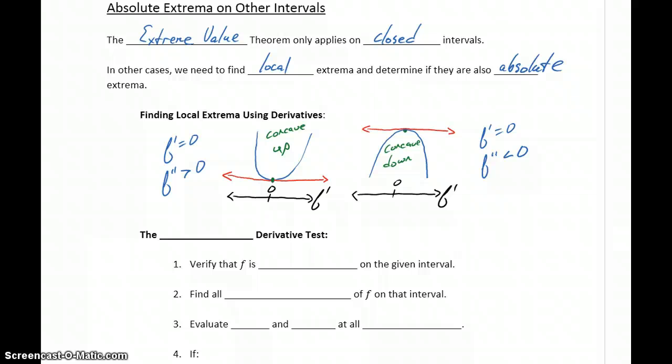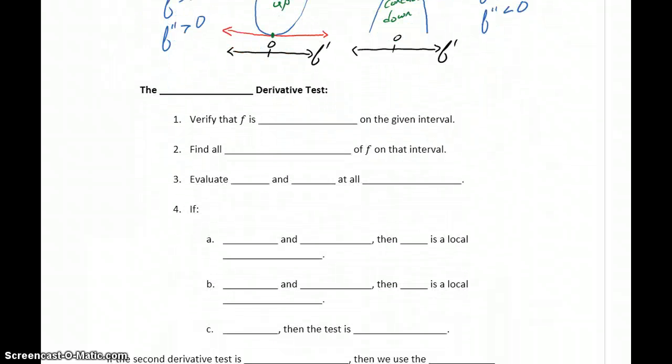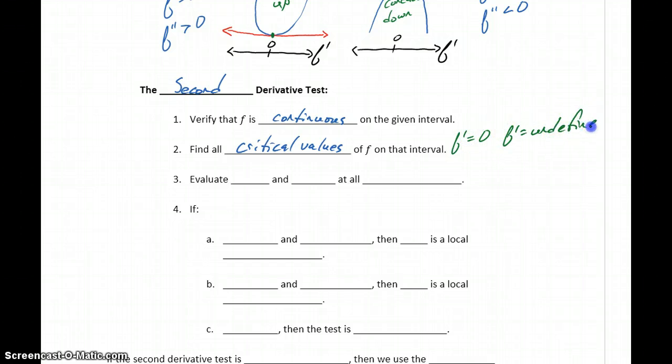So this gives us a new method for classifying local extrema using both the first and second derivatives, and gives us the advantage of not having to construct sign charts to look at that change in behavior of the function. So formalizing this process a little bit, we can set up our second derivative test. We would first need to verify that our function is continuous on the given interval. We would need to find all critical values, which again are values where our first derivative is either equal to 0 or undefined. We would evaluate f prime and f double prime at each of those critical values.